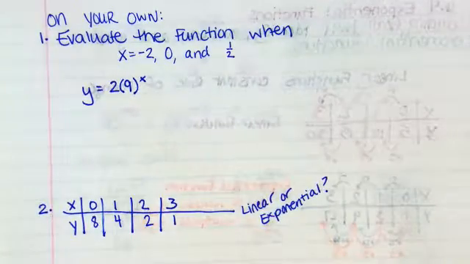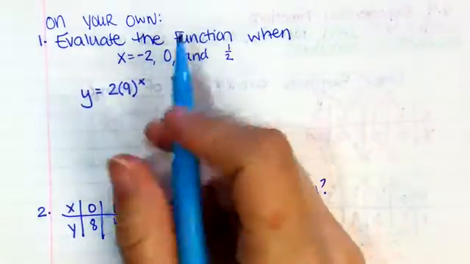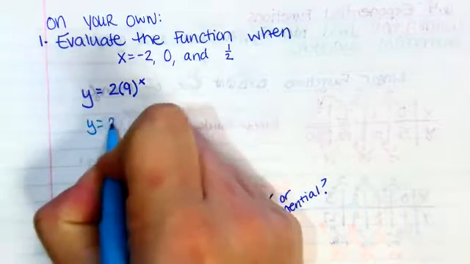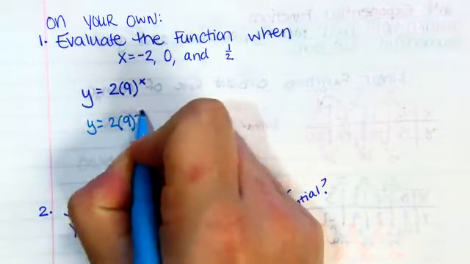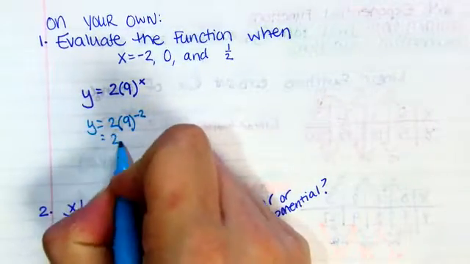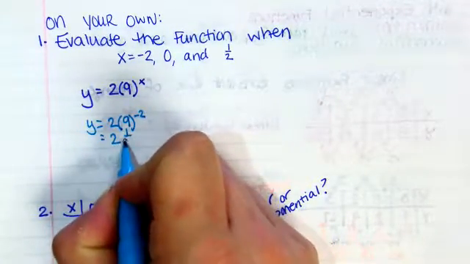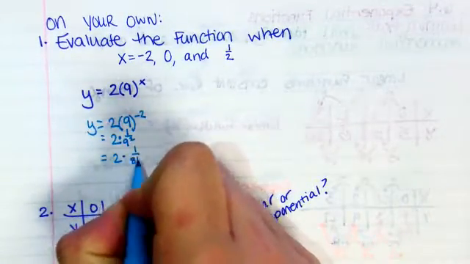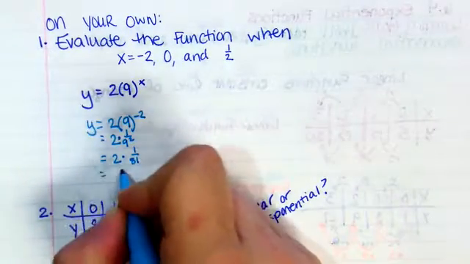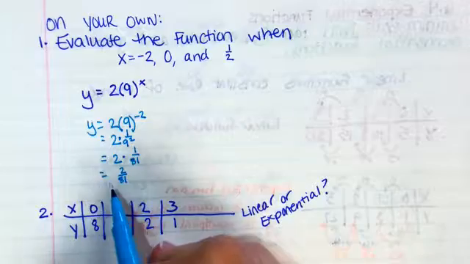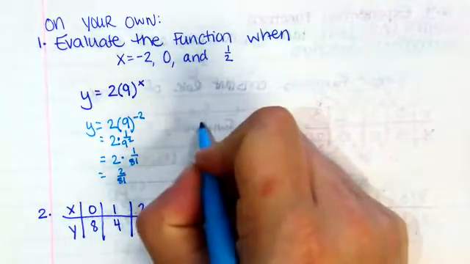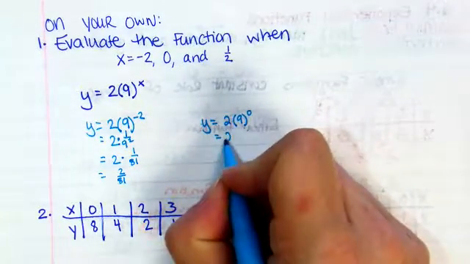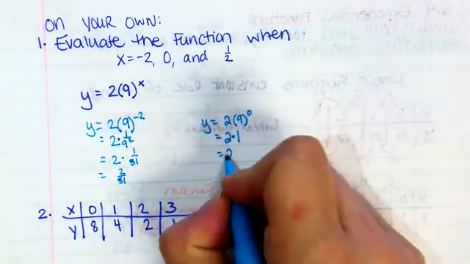So hopefully you paused and did these problems on your own, and now we're going to check them. So for this one, I'm going to substitute negative 2 in first. So y equals 2 times 9 to the negative 2. 9 to the negative 2 is 1 over 9 squared, which would be 2 times 1 over 81, or 2 over 81. So a really tiny number. When x equals 0, this is 2 times 9 to the 0. I get 2 times 1, because 9 to the 0 is 1, and I just get 2 there.